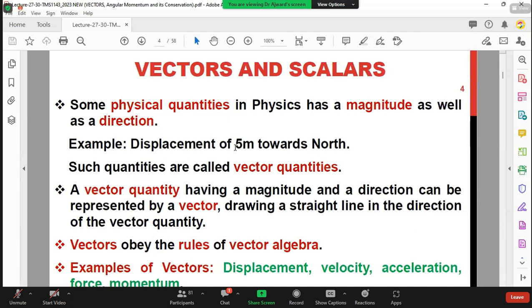So the displacement vector is 5 meters. For example, displacement is a vector, for example, displacement of 5 meters towards the north. Or force, for example, you have now already learned what is force and what are the units of force. Force is also a vector. So such quantities are called vectors. They not only have a magnitude, but also they have a direction.